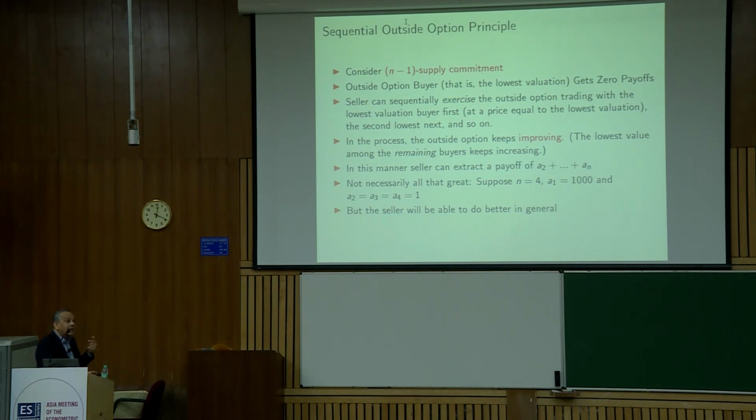But once they have done that, the lowest valuation buyer is now the second lowest valuation buyer from the point of view of the start of play. So the outside option is actually sequentially improving. So they can do the same thing with the second lowest valuation, and so on. If they exercise this outside option sequentially, they're able to obtain a payoff. This is something that is possible in any NPE. It doesn't mean that that's what they're going to do in the NPE, but this is an available strategy. So it places a lower bound on their possible payoffs, and that lower bound is actually pretty good. It's that you can extract full surplus from the n-1 lowest value buyers.